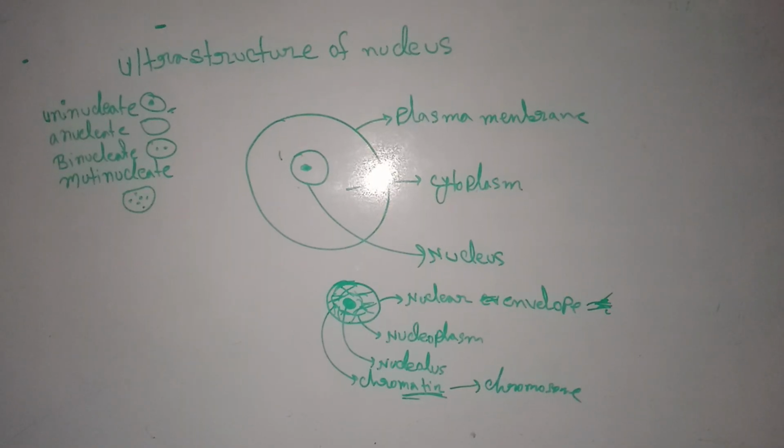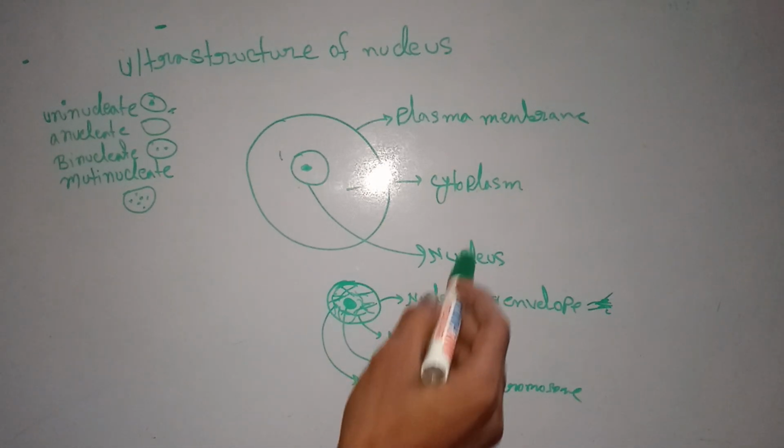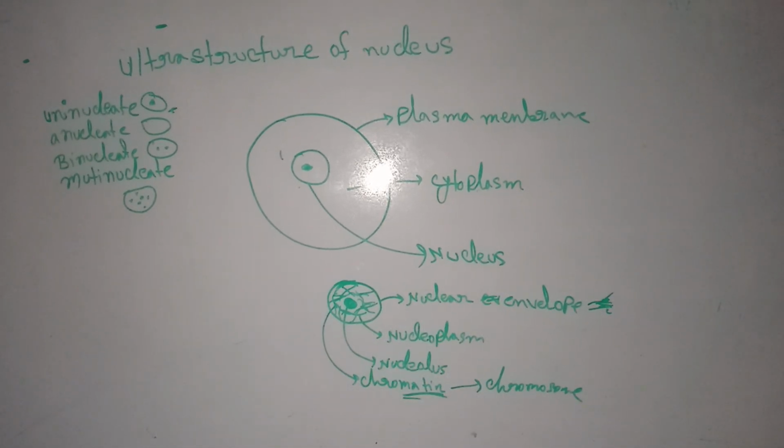The nucleoplasm is a transparent, semi-fluid, colloidal substance which fills the nucleus. It contains the nucleolus and highly extended, elaborate nuclear protein fibers called chromatin. You can see here in the nucleoplasm, the nucleolus and chromatin are present.